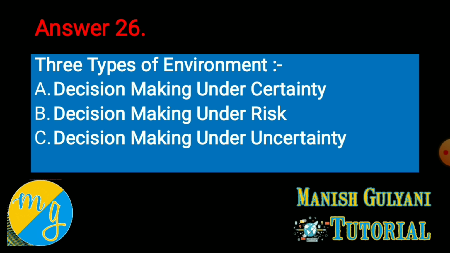So first is decision making under certainty. In this type of environment, the decision maker has complete and accurate knowledge of each and every alternative, because you operate in the world of certainty.